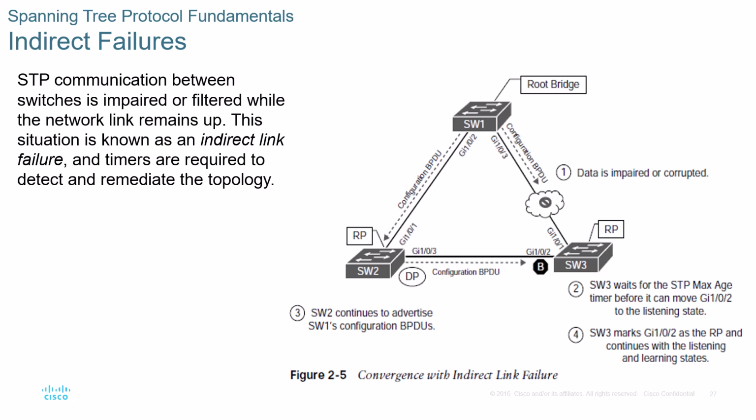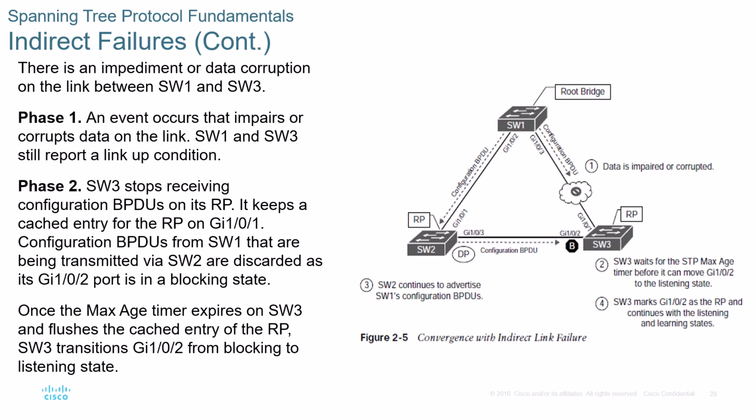STP will communicate between the switches if there is an impaired or filtered link. While the network link remains up, the situation is known as an indirect link failure, and the timers are required to detect and remediate the topology. So for example, between switch 1 and switch 3, if the data is impaired, not that the link is down, but something has occurred and the link is impaired, what do we do?